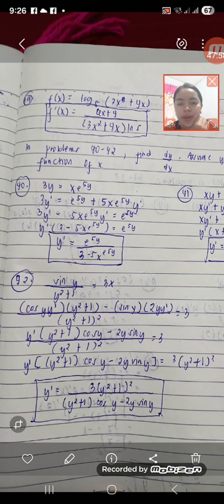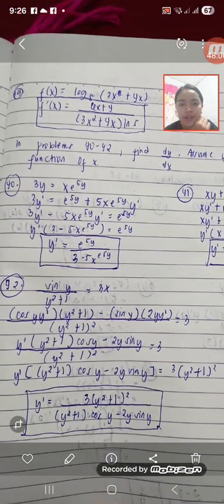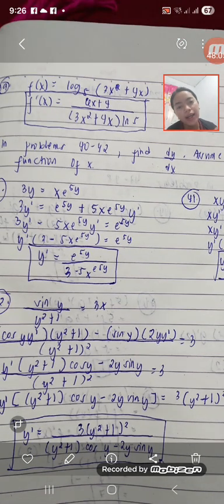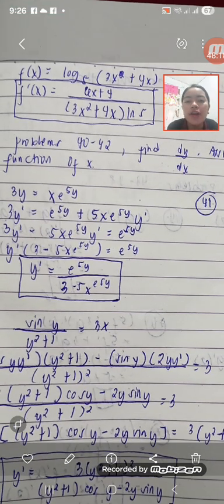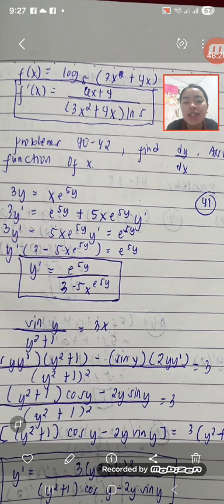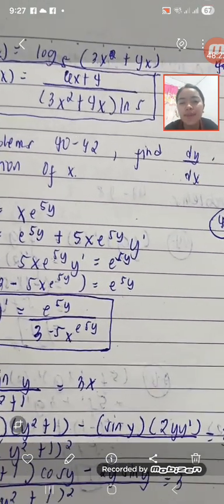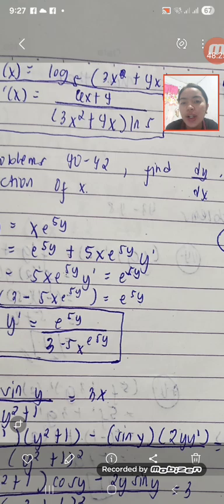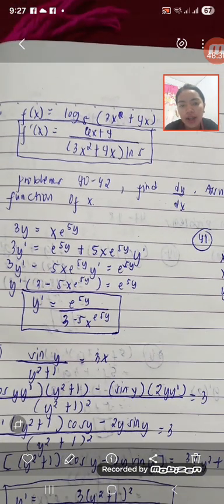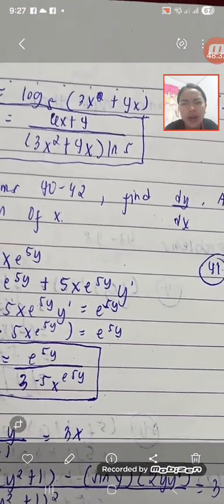So in item number 39, we come up with this. f of x is equal to log 5 of 3x squared plus 4x. So in this item, again, according to the log rule, the very thing that we need to do here is log 5 is equal to ln 5. And the derivative of log is 1 over ln 5. That's why we multiply this. Why do we come up with this?